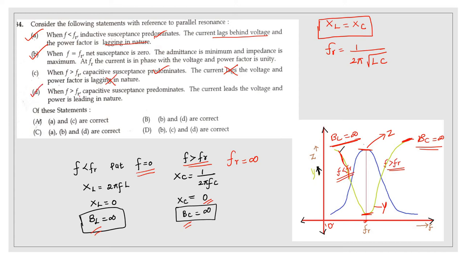Then come to option D. When F is greater than FR, capacitive susceptance predominates. Correct. Current leads the voltage. Correct. Power factor is leading in nature. All are correct. So A, B, and D are correct, so C is the correct answer.